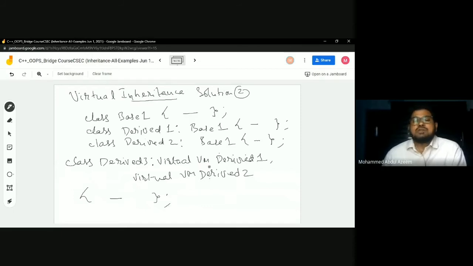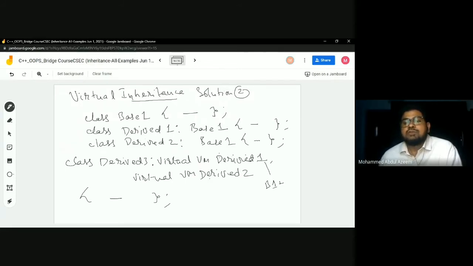Now what happens during the execution? Of course derive 1 will get one copy of base 1 here, and derive 2 also will get a copy of base 1 here, but the operating system will see that any duplicate properties made available at derive 3 will be eliminated, because you have given the virtual keyword. When you give the virtual keyword, it is now the responsibility of the operating system to ensure that the duplicate copies are eliminated, because when you are inheriting derive 1, of course it has brought what? One copy of base 1, right?